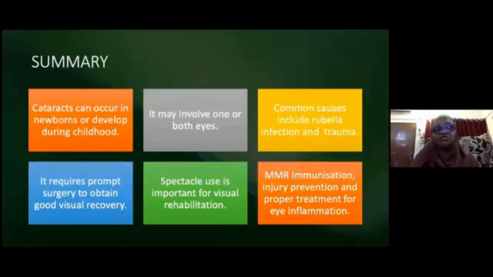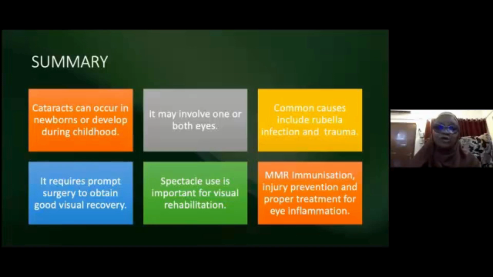Now, we should try to round off by summarizing. A lot has been said about cataracts. Let's just do a summary of what we've talked about. We've said that cataracts can happen in a child right from a newborn age, or it may develop during childhood, at some point in childhood. When it's at birth, we call it congenital. When it's later, we call it developmental. It may involve one eye, or it may happen in both eyes. Sometimes one eye more prominently than the other. We need to know this.